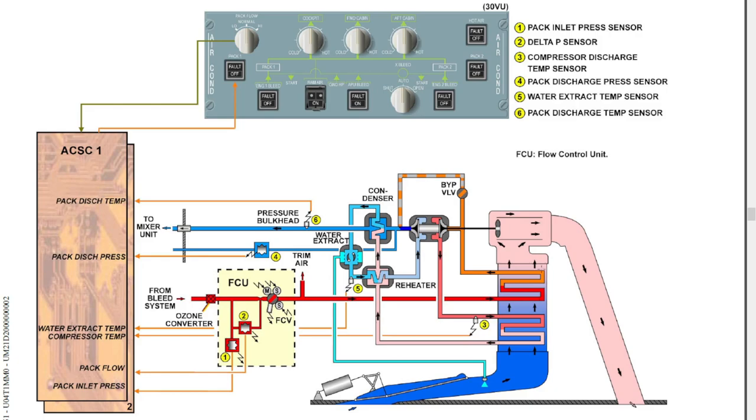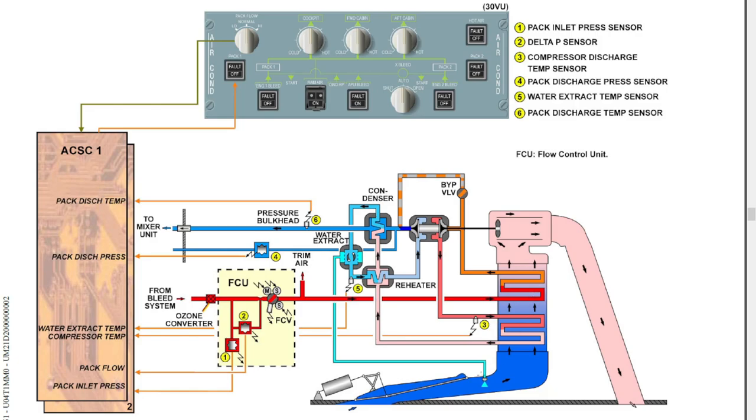So back to our discussion of the heat exchanger. I told you that hot air goes through these tubes in the heat exchanger, and at the same time the ram airflow comes here and passes through these tubes.